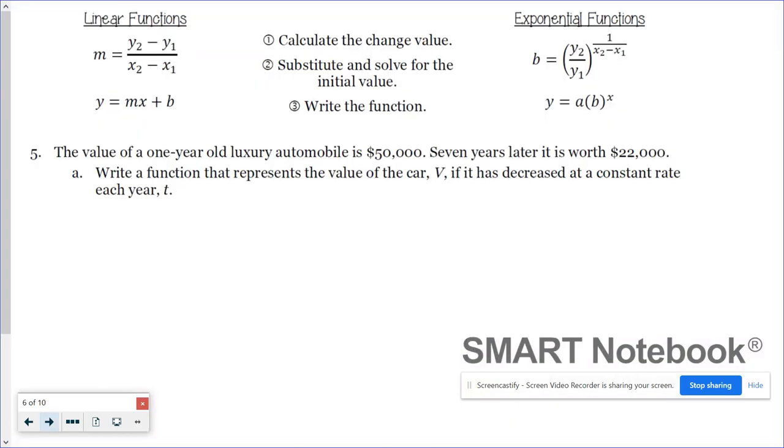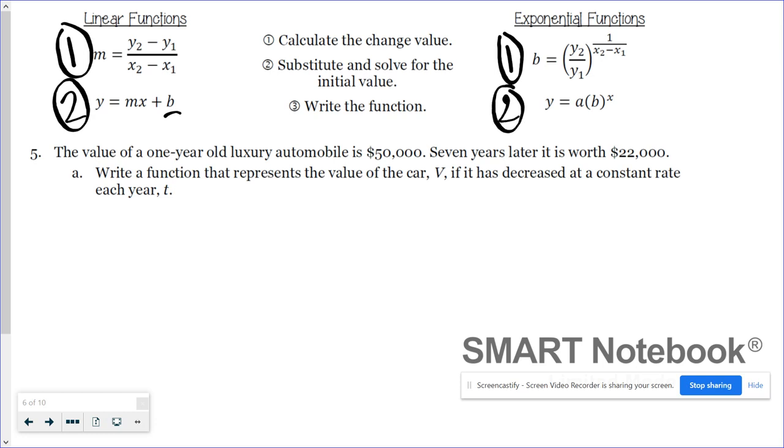So we do have ways of finding that change value and the initial value. For linear functions, that involves first calculating the slope between the two given data points, and then we can substitute one of those points and that slope into y equals mx plus b, solve for the initial value, and then write our function. With exponential functions, I first need to calculate the change factor using the formula y2 divided by y1 raised to the power of 1 over x2 minus x1. And then I can pick a point, substitute it into y equals a times b to the x power, solve for a, and write my function.